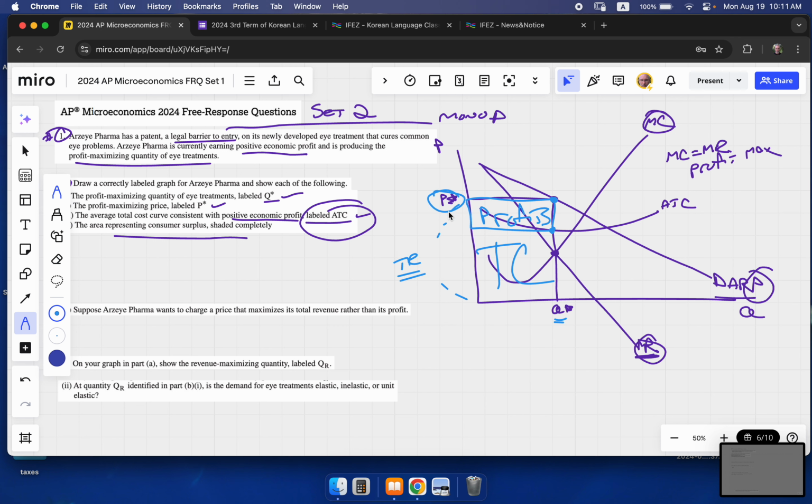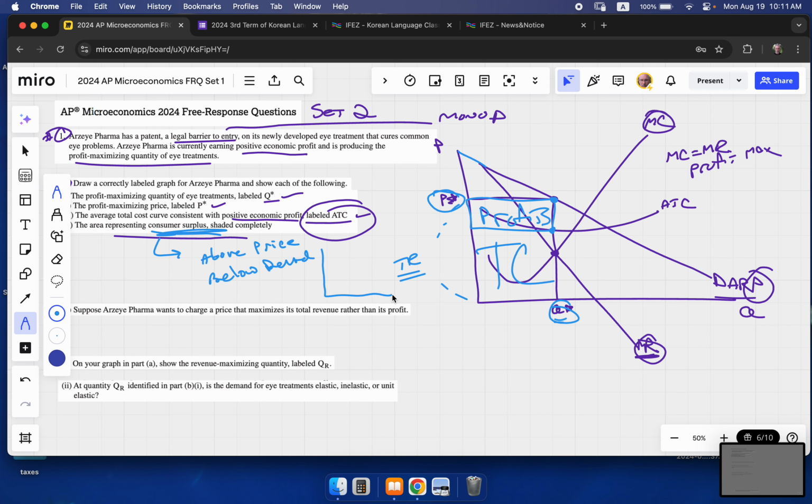This whole rectangle would have been what we would have called total revenue if they asked us. Total revenue is just price times quantity. So the whole rectangle is total revenue. This small section right here is profits, and this section below it is total cost. Little extra stuff. Consumer surplus, we should just know consumer surplus. The way I always keep consumer surplus is it's everything above the price, but everything below the demand curve, right?